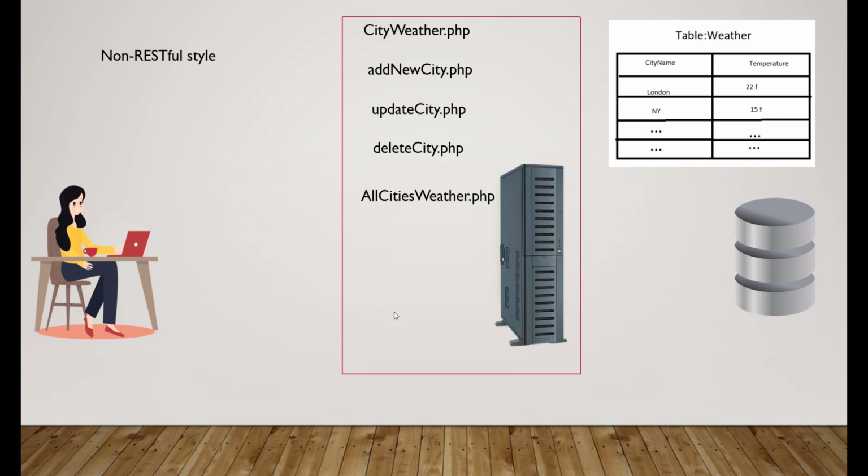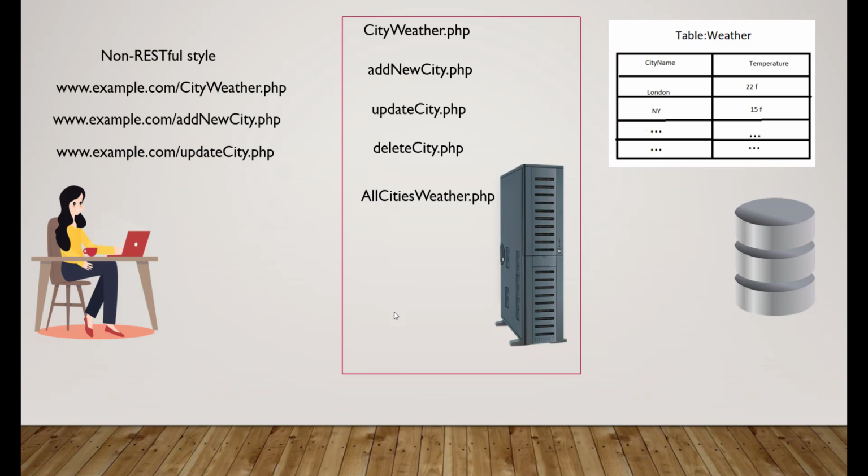Well, we usually have different files, each implementing a specific CRUD functionality. And if we want to utilize any of those functionalities, for each functionality we have a different URL. For example, if we are interested in specific cities data, our URL is something like example.com/cityweather.php. If we want to add new resource into our database, our URL is example.com/addnewcity.php. If we want to update one of those resources already present in the database, our URL is example.com/update.city. You get the picture.